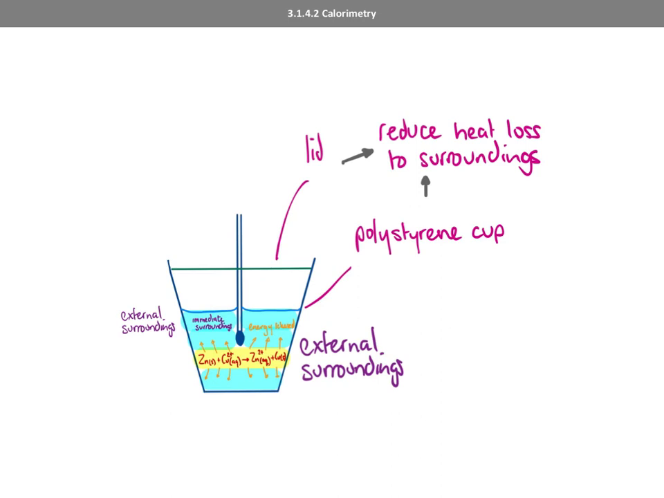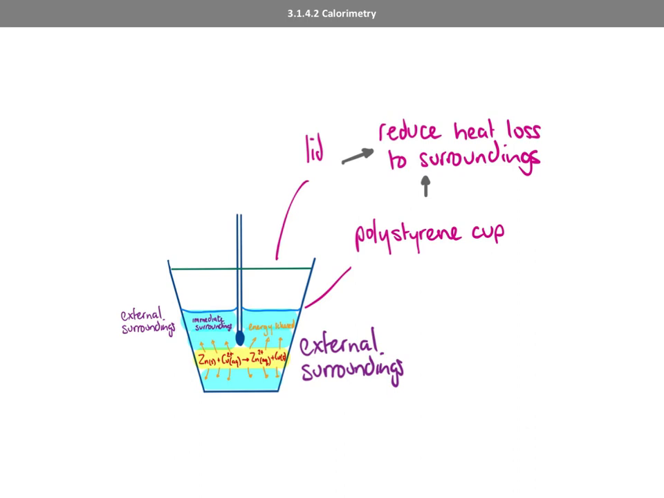The polystyrene cup is to reduce heat loss to the external surroundings. We're trying to ensure that as much of the energy that's released is contained within the water, so that we're getting as accurate a measure as possible of the energy transfer through the change in temperature.